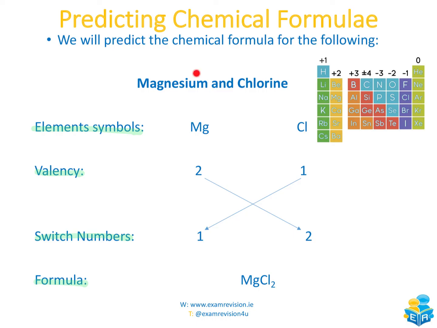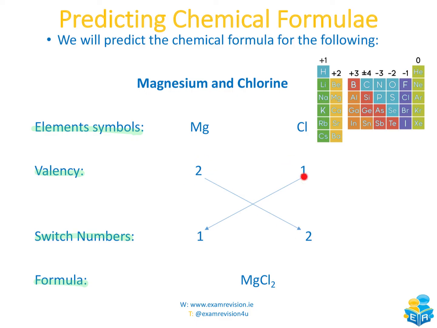So the element symbols, magnesium is Mg, we can see that over here. Chlorine is Cl, which we can see over here. So I said earlier on, you can ignore the positives and the negatives, that's all fine. But the valency for magnesium, look at the number up here, it's 2. That's why it's crucial to know these numbers, 1, 2, 3, 4, 3, 2, 1, 0. Magnesium is 2. Chlorine over here is 1. Okay, so 2 and 1.